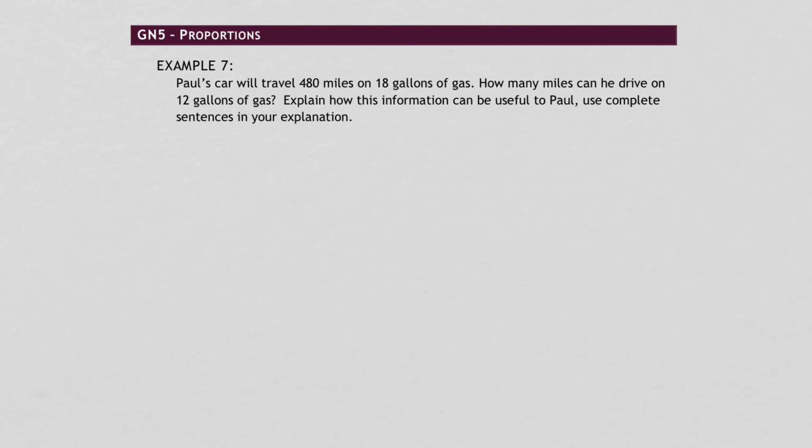One more example. Number 7 says Paul's car will travel 480 miles on 18 gallons of gas. How many miles can he travel on 12 gallons of gas? So I'm going to put miles over gas. Again, if you did it the other way around, that's fine, as long as you've got it the same on both sides of your proportion. So the first statement says that there's 480 miles and 18 gallons of gas used. And then on the second, it says he can drive on 12 gallons of gas. So gas is on the bottom, and I'm going to find how many miles on the top.